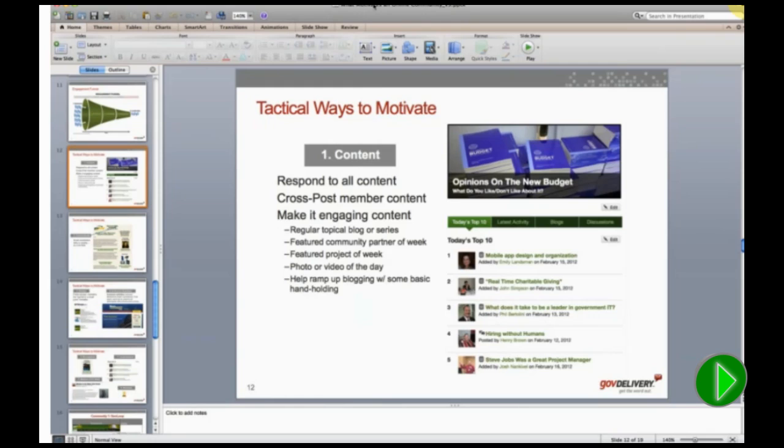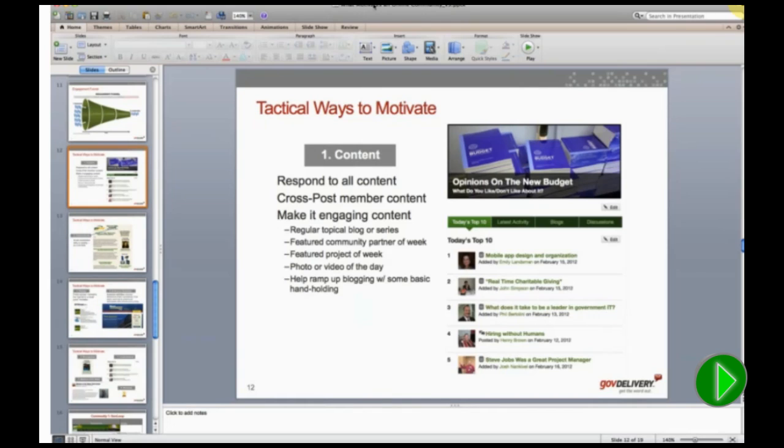So here on the left under content, one of the first things you can do to motivate people, as a community manager, is try as hard as you can to respond to as much content as possible. That's going to basically tap into someone who might be putting something out there as a new member, for example.